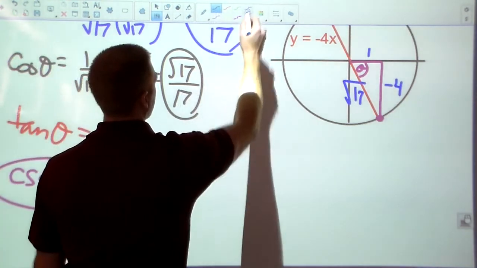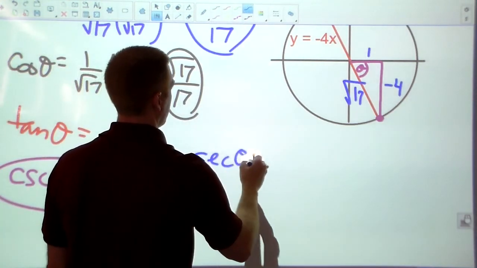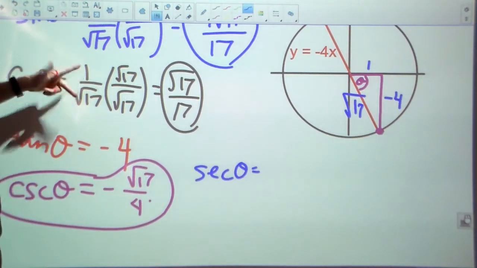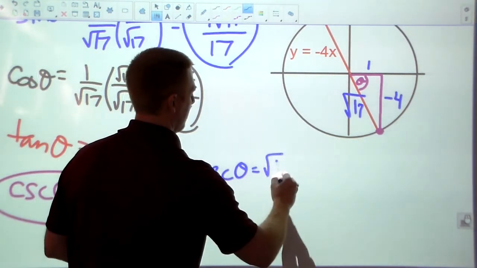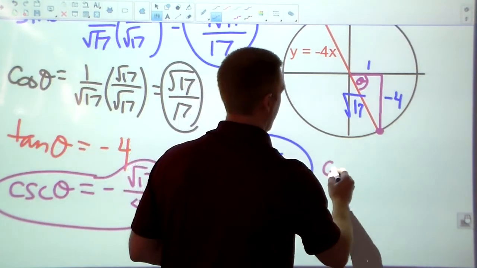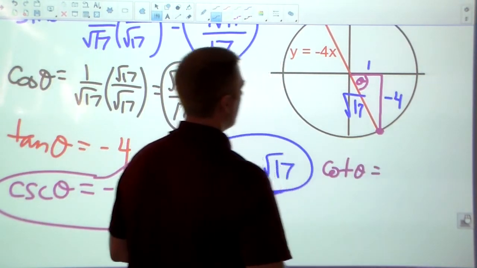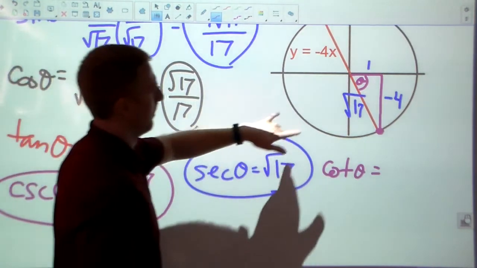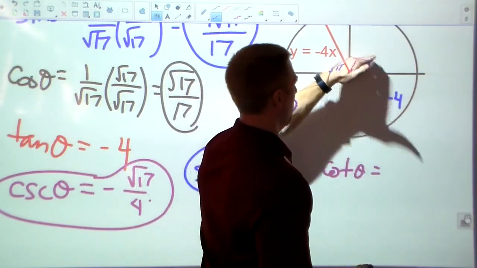All right, secant. Secant's going to be the reciprocal of cosine, so I'll just take that and flip it. Square root of 17, that's it. Got it. And then finally, cotangent. Cotangent would be the reciprocal of tangent. So tangent was -4 over 1, this will be 1 over -4.